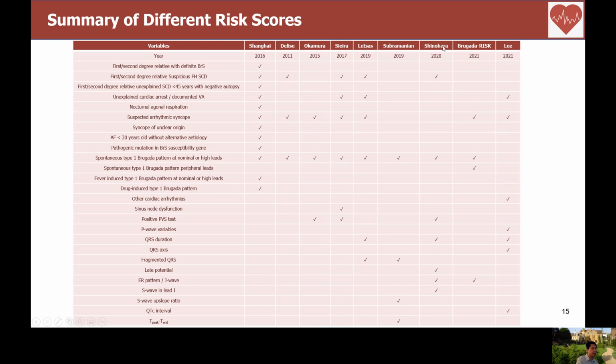This is a summary of the different risk scores. You can see there is great heterogeneity in the variables that are incorporated in these risk scores. Across the board, most studies have incorporated syncope. Most studies have incorporated spontaneous type 1 patterns. So these are really the agreed features that are high risk already. But we really do need to look at additional details, whether it's other types of arrhythmias, for example, atrial fibrillation or sinus node dysfunction. PVS, there is a good case for incorporating that, and of course various electrocardiographic findings, whether it's depolarization, repolarization markers, or other aspects.